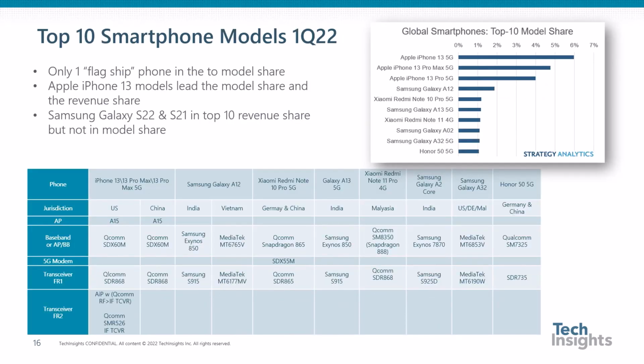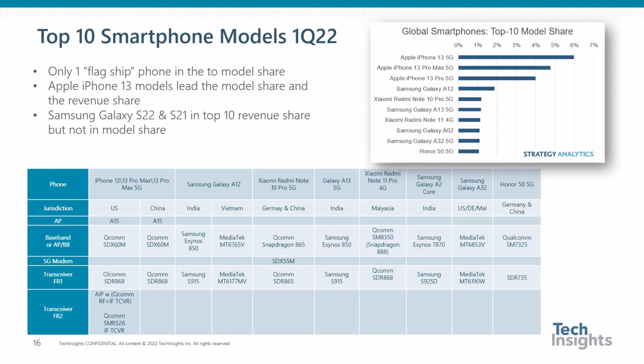Let's now examine the top 10 smartphone models and the platforms used. These results are for the first quarter of 2022, and again, the statistics are provided by Strategy Analytics. You can see that Apple owns the top 3 spots in market share with their 3 iPhone 13 models. These models both use the A15 plus Qualcomm's SDX60M modem and SDR868 RF transceiver. This configuration is used in both China and the US. There is also an FR2 version in selected markets of the US that use an AiP and transceiver that are both provided by Qualcomm.